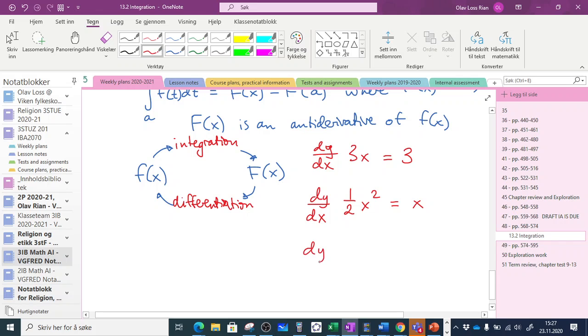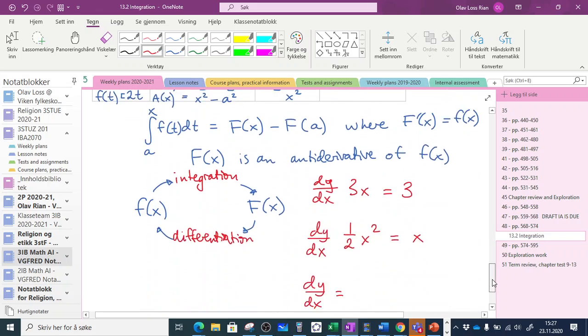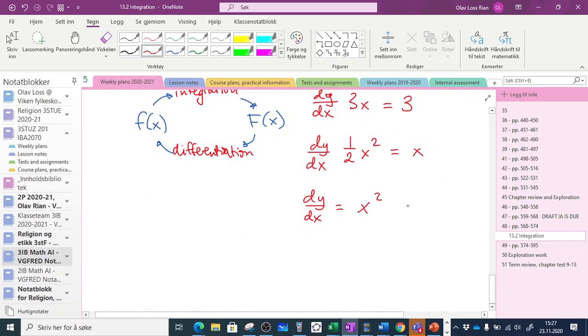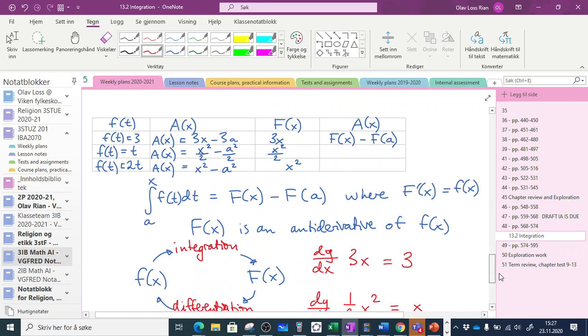If we differentiate x squared, we're going to be left with 2x. And we can see that we have the same relationship between these initial functions. We found the area under the curve, and we see that the area function is the anti-differentiated function. If we differentiate backwards, we're going to get the original function. So it's this relationship between integration and differentiation, which is the fundamental theorem of calculus.